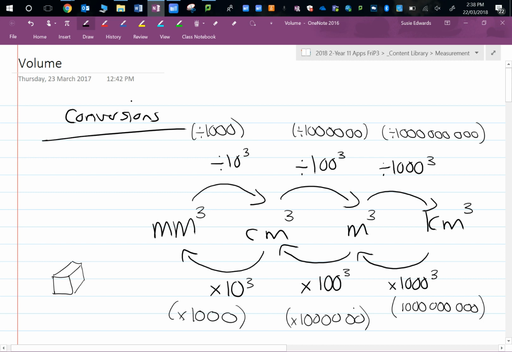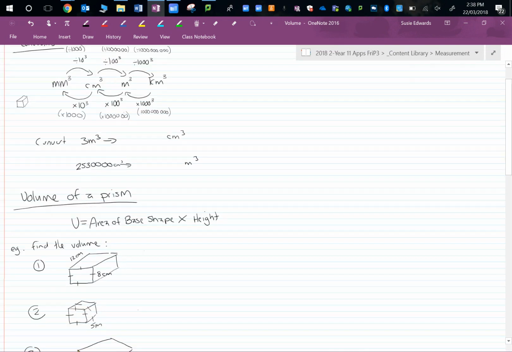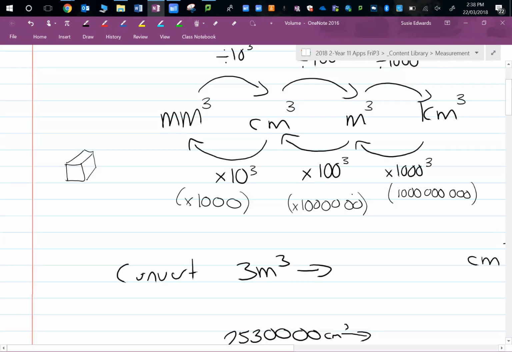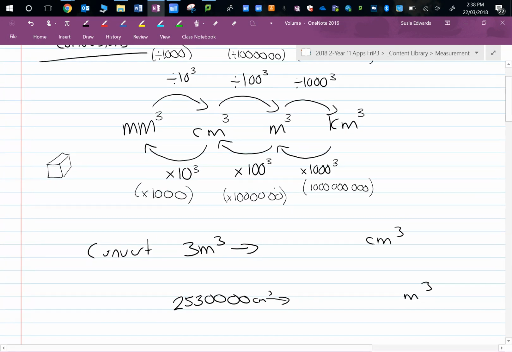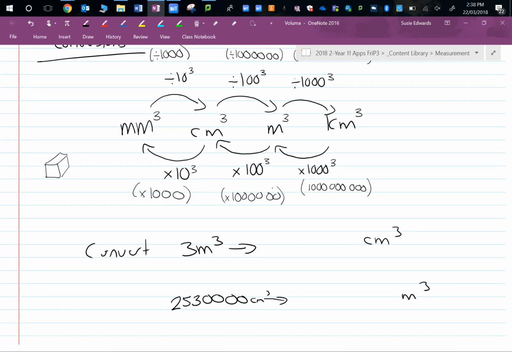All right, so let's try a couple of conversions. If we look at this conversion table, we have the same conversion table as before, but with cubed. So those numbers are very big.